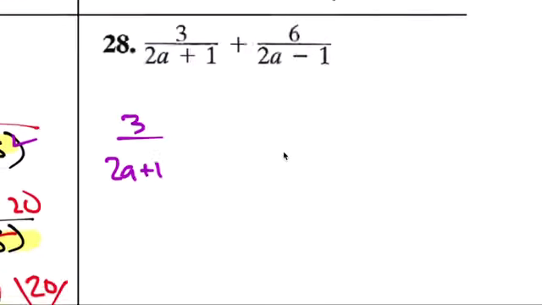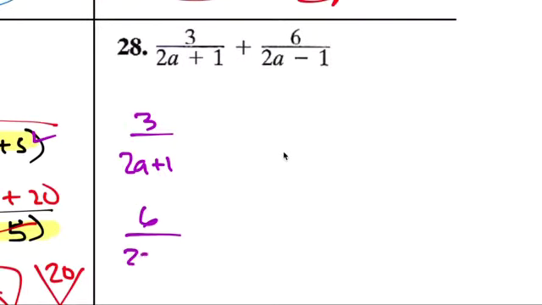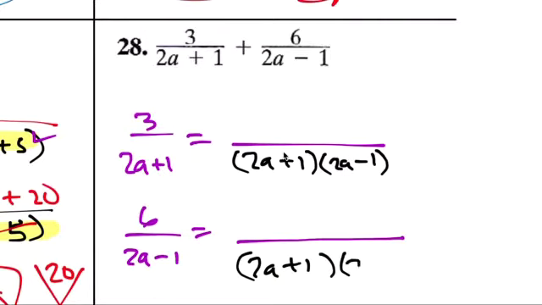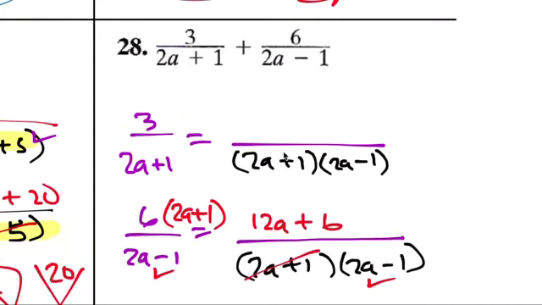2a plus 1. And then add that to 6 over 2a minus 1. So your common denominator is both of them, right? Common denominator is both of them. You get 2a plus 1 and 2a minus 1. And then you have this one, so you need to write this one up here, 2a plus 1, because that's what it's missing. Okay, so you get 12a plus 6.